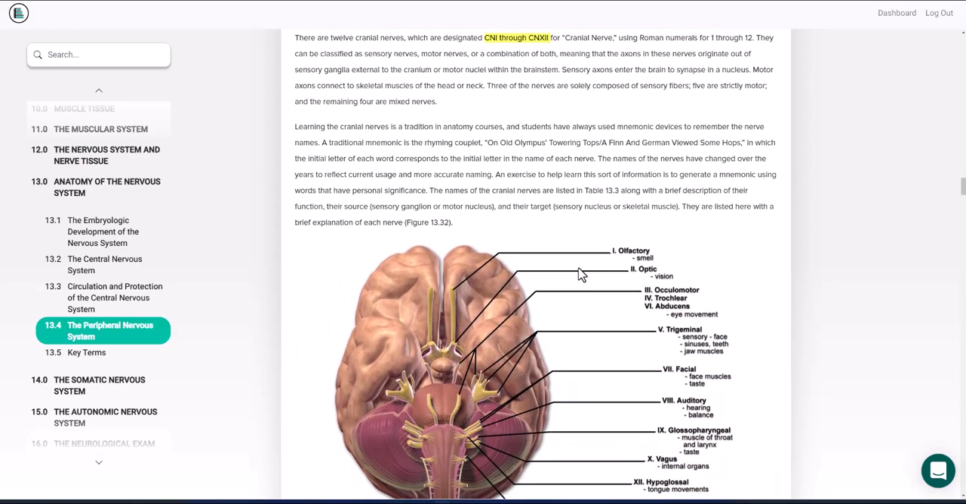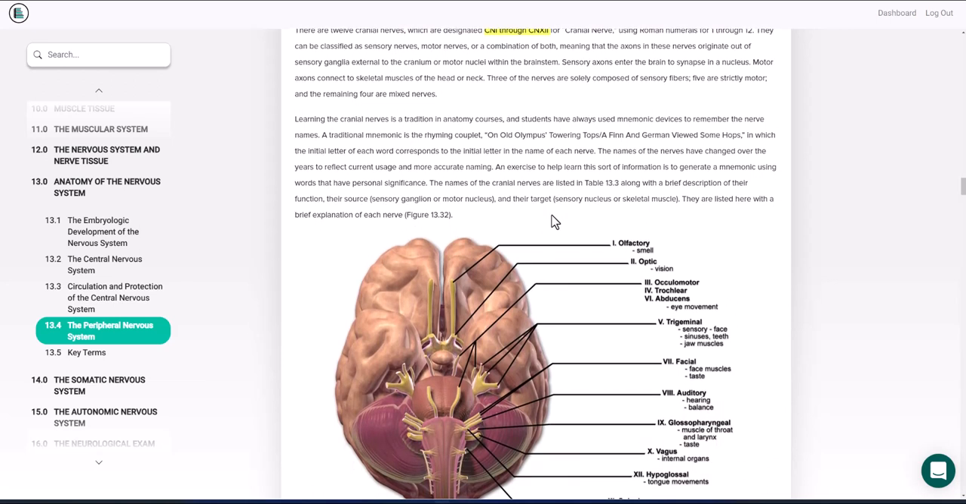at these nerves. Now there is a PowerPoint slide that I'll share with you. There's also a how to learn the cranial nerves worksheet posted in the exam 3 folder, and the answers to that activity are also posted. Here is a very traditional mnemonic that will help you learn the cranial nerves. And here it goes. On old Olympus's towering tops, a Finn and German viewed some hops. Now, what is the significance of that mnemonic?